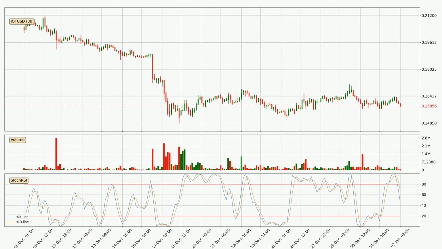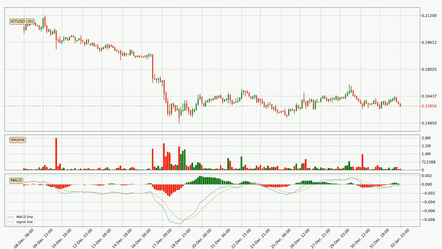Jumping to the 3-hourly stochastic RSI, there are no signs of the stochastic RSI being oversold or overbought at this time, but the %K line is below the %D line, which means the current trend is on the downside. Looking at the 3-hourly MACD, the MACD line is below the signal line, which shows that the current trend is on the downside. We can expect for the price to continue going down or perhaps remain at least stable because the MACD histogram shows the momentum currently being strong.